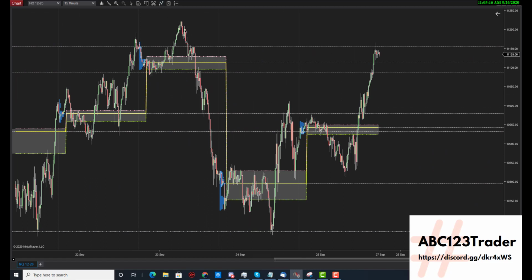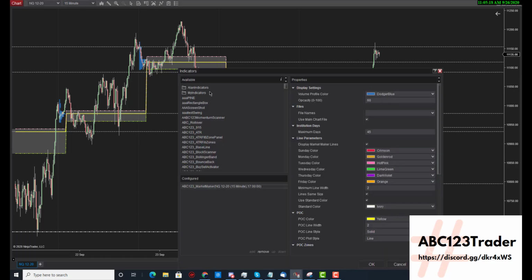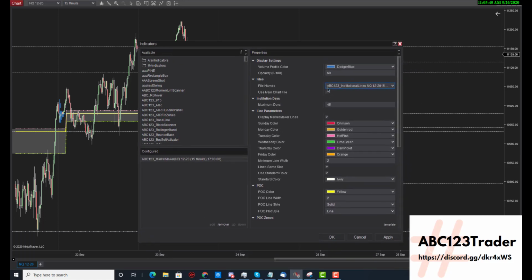In the parameters of the market maker, see where it says file names? I'm using the main chart file right now. But because I hit Control L, I created an NQ 15-minute chart. I'll have to change the institution line, but a 15-minute chart. And now it's all set up, and that's all it is. You can always preload your previous chart.